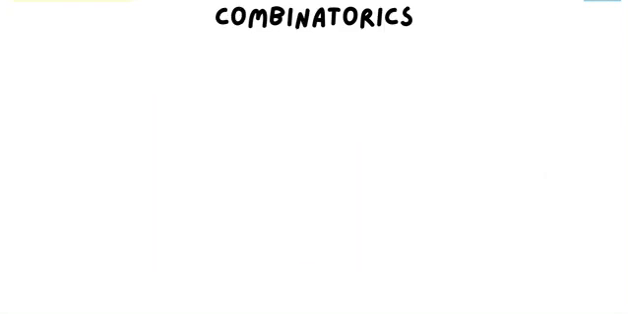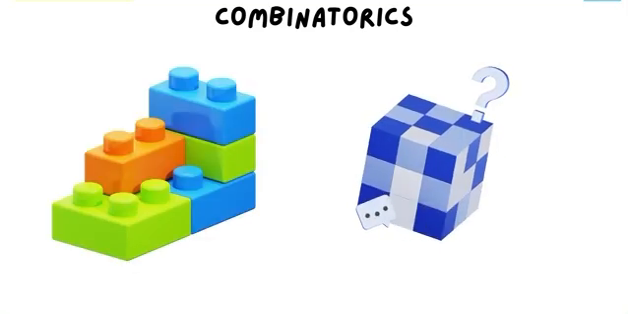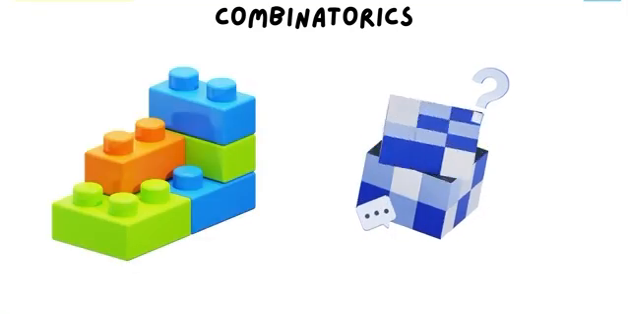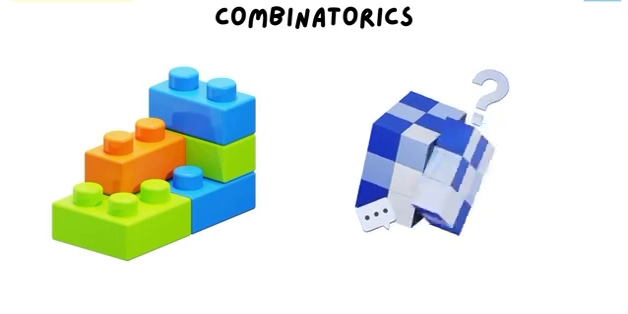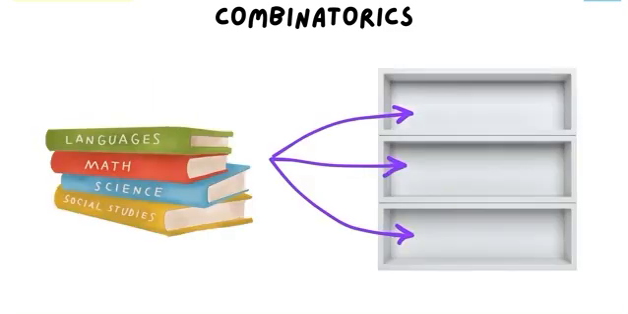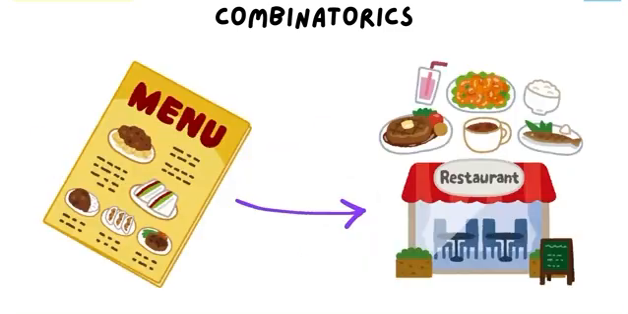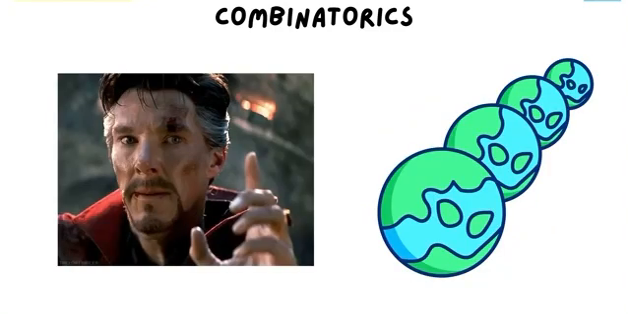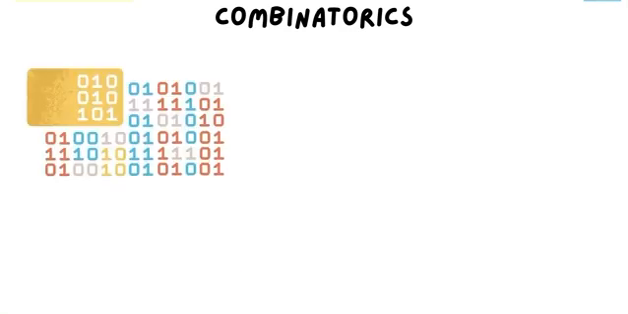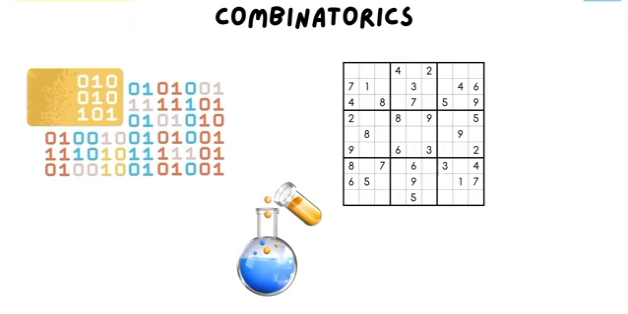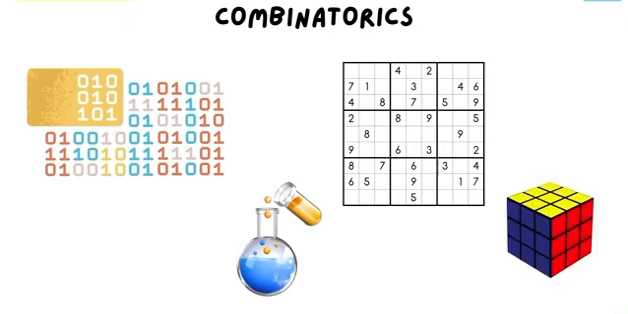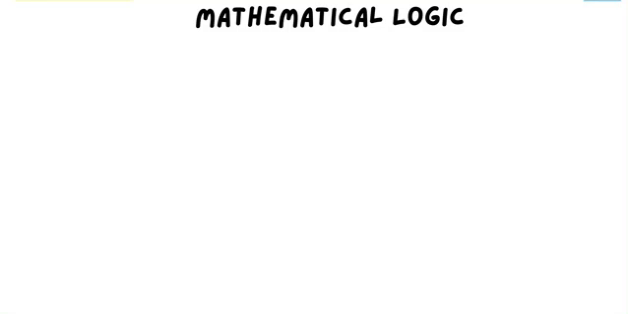Next up, we have combinatorics. Combinatorics is highly focused on counting, arranging, and combining things like how many different ways can you arrange 4 books on a shelf? How many different meal combinations can you create from a menu? Combinatorics helps us count possibilities efficiently, and it's heavily used in computer science, chemistry, game design like Sudoku or Rubik's Cube solutions, and probability.